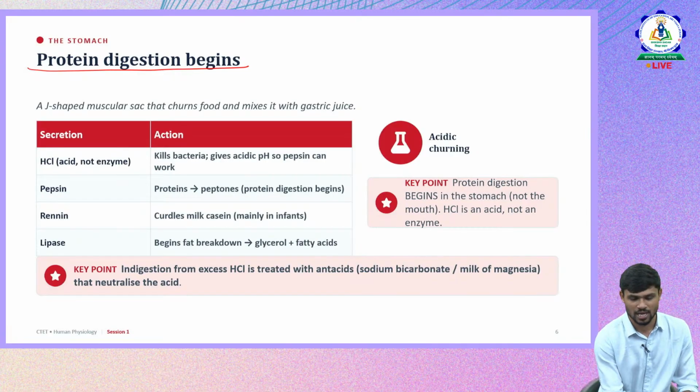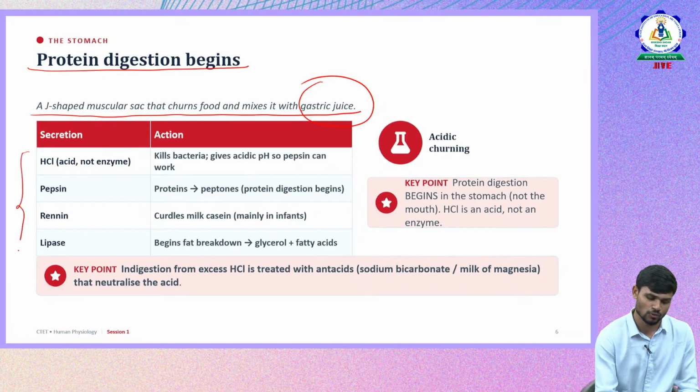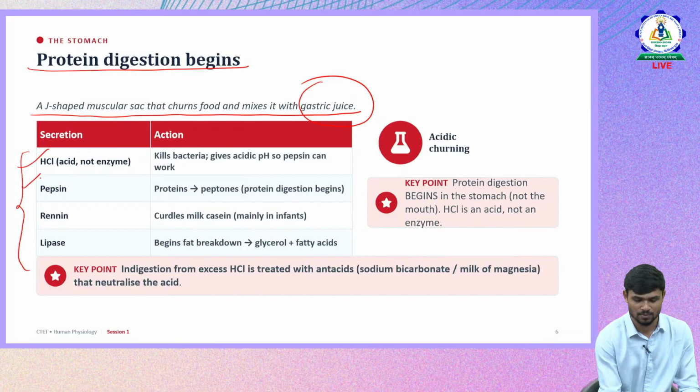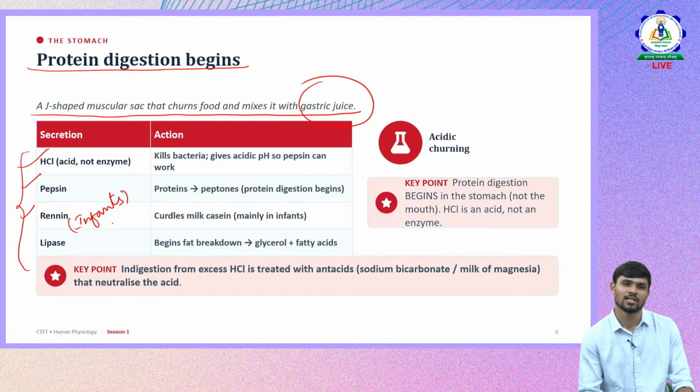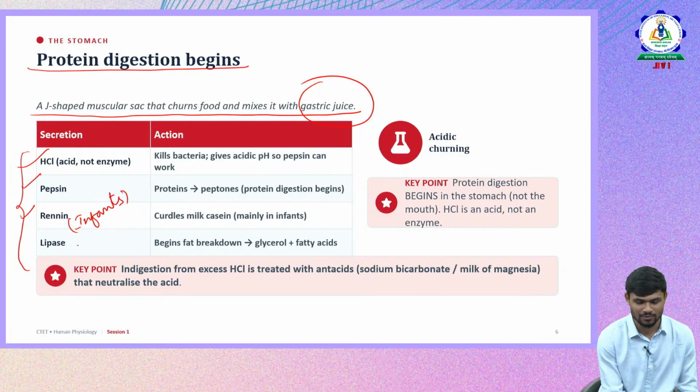Okay, so we have a muscular sac, a J-shaped muscular sac, which has gastric juices in it. So what all does the stomach have? Once food enters the stomach, it has HCl, pepsin, and renin, but renin is mostly in infants only. Remember, renin is mostly in infants, but adults also have renin, very little. And we do have lipase.